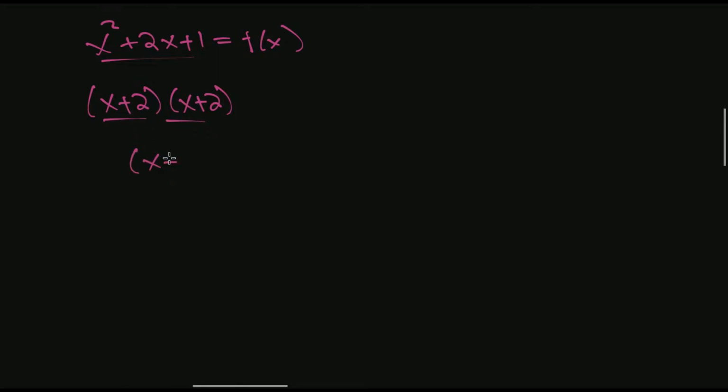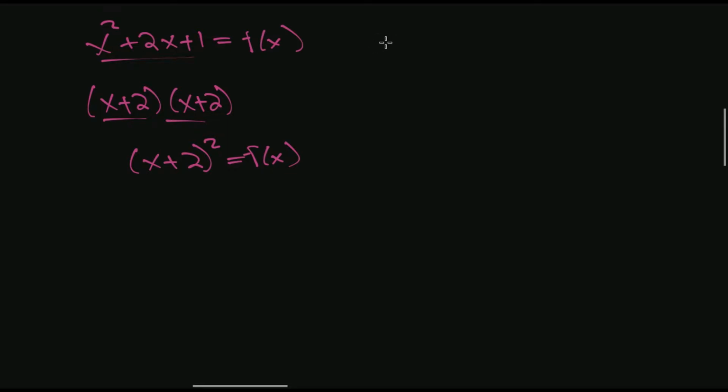So if I have x squared plus 2x plus 1 is equal to f of x, this is an example of a perfect square because when I factor this, I get x plus 1 times x plus 1. And these factors, a number that's being multiplied, so I have two factors here, are identical. So this becomes x plus 1 squared is equal to f of x. This is a perfect square.